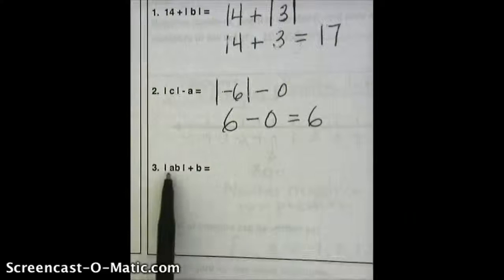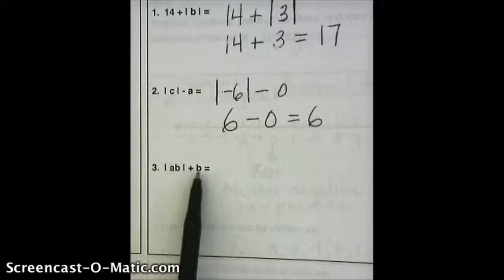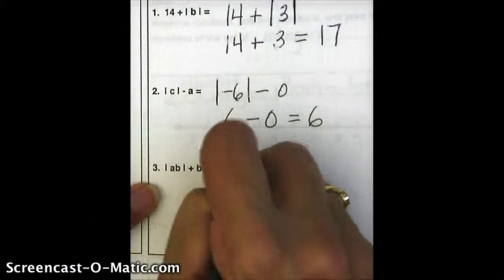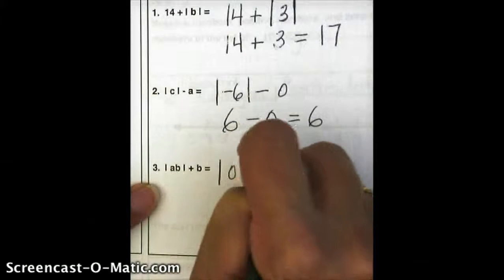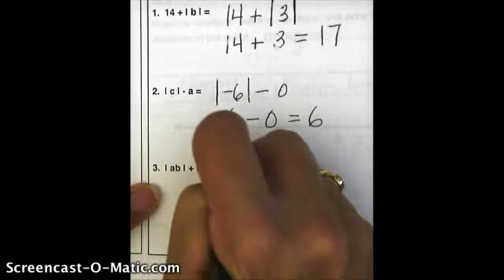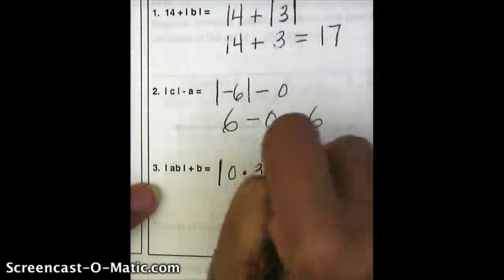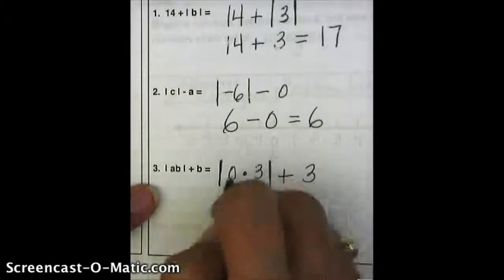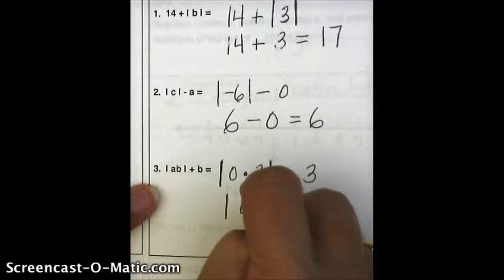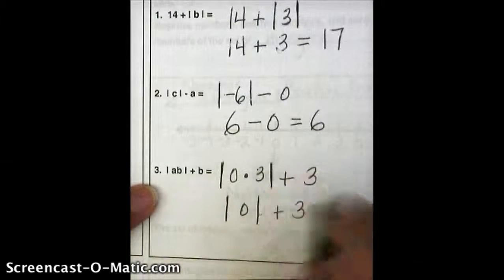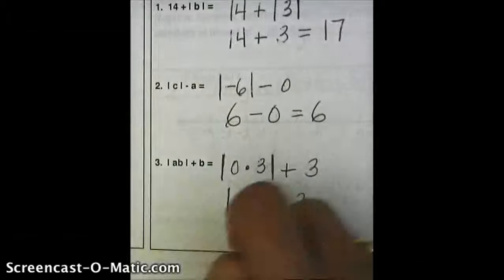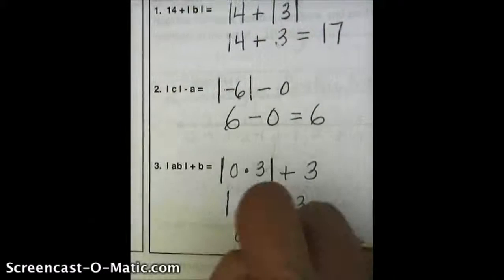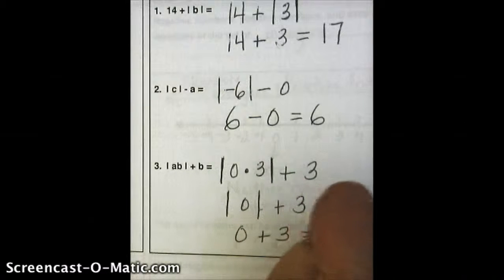In number 3, we have the absolute value of AB plus B. So we'll do the absolute value of A is 0 times the absolute value of B, which is 3. So we'll go ahead and put that in absolute value symbols, plus B, which is 3. Now we need to do what's inside these symbols. So 0 times 3 is going to be the absolute value of 0 plus +3. The absolute value of 0 is 0 because 0 is 0 units from 0, and 0 plus 3 equals 3.